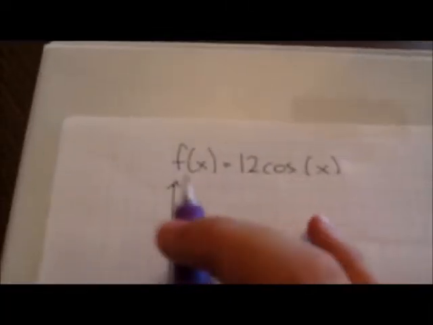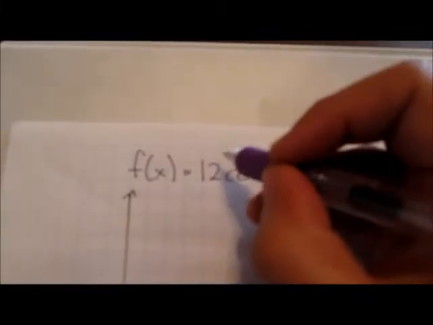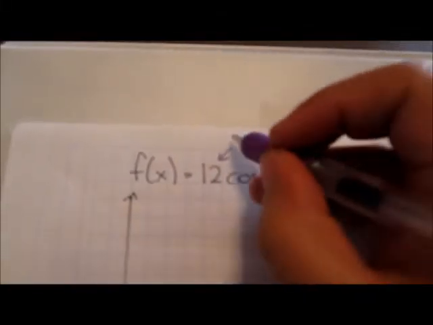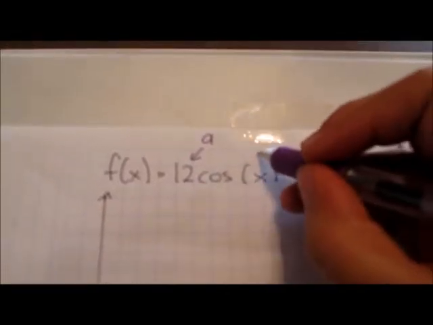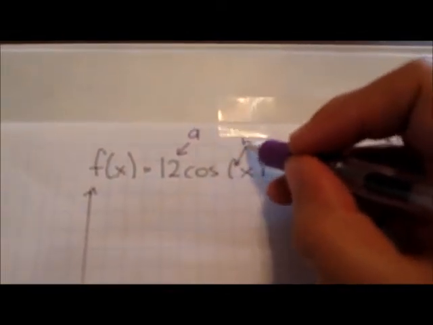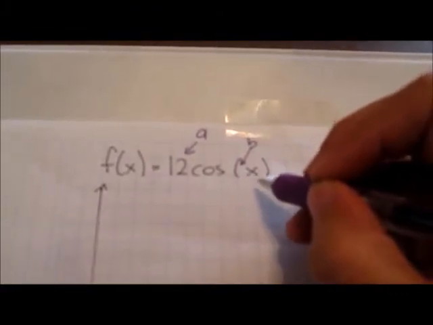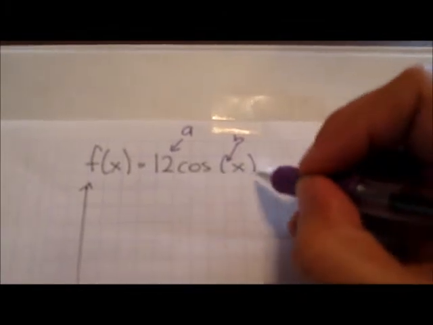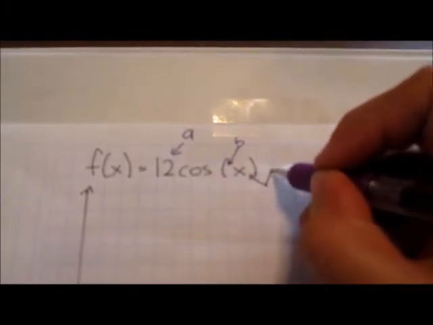So, we have this function. The function includes two parameters. The first one is A, or my amplitude, and the second one is B. B equals 1 if I don't have any number next to the x, remember, you have a 1 there. C and D are there, but they are zeros.